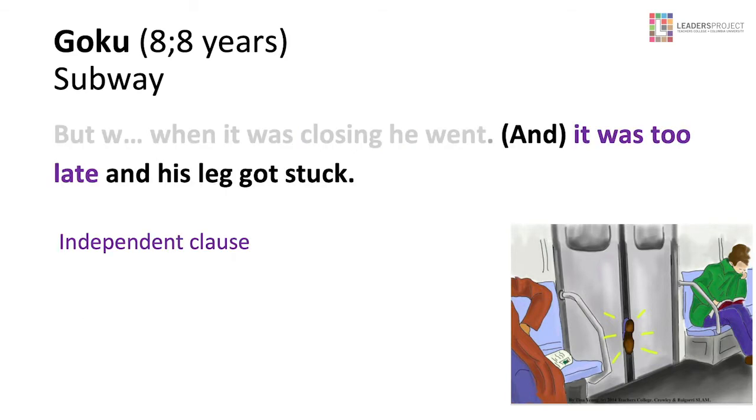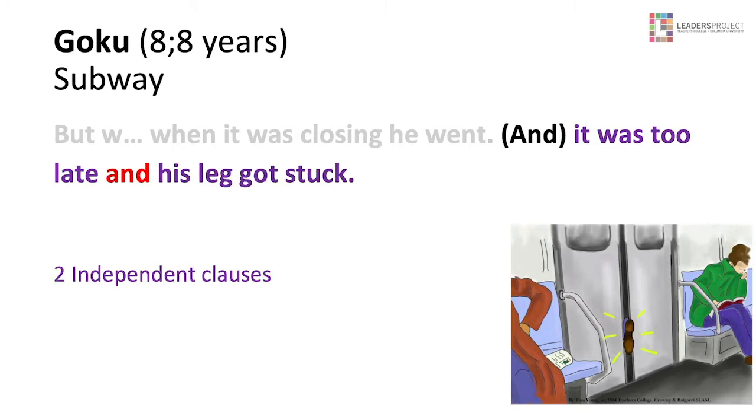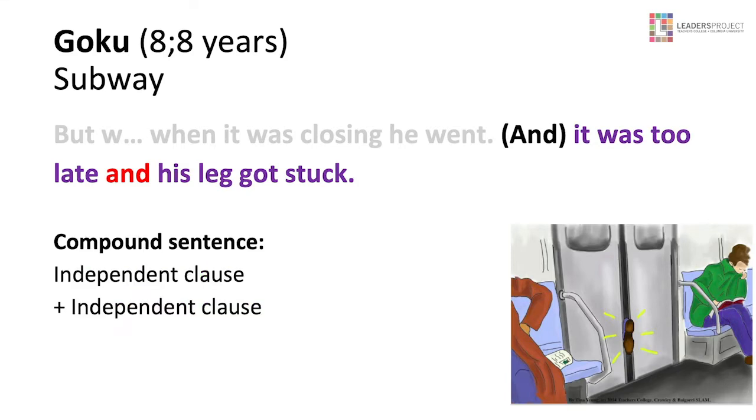And it was too late is an independent clause. And is your conjoining conjunction. And his leg got stuck is your other independent clause. So that's a compound sentence with two independent clauses.